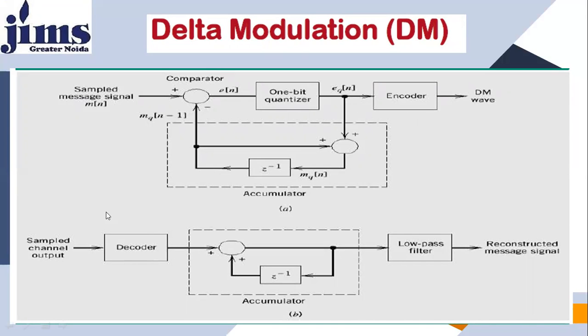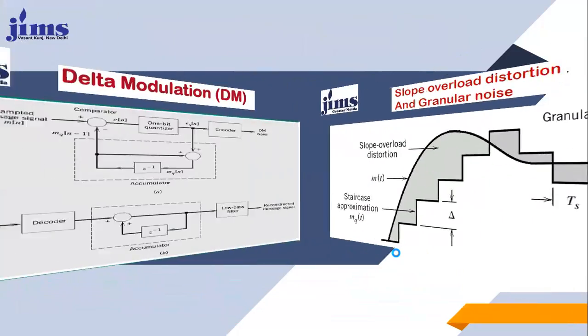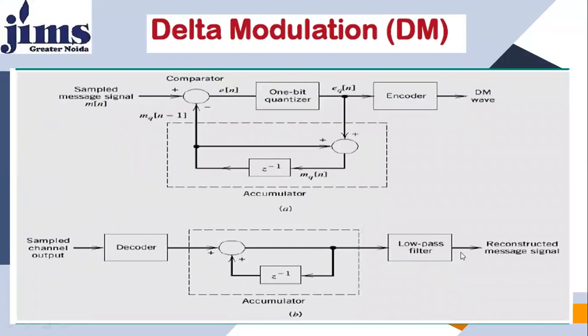And at the receiver, the decoder is very important because the decoder does a reverse operation as compared to the encoder. Here, 0 and 1 bits are converted into real voltage levels. And these voltage levels are smoothened by this low pass filter. The output of the low pass filter is the message signal, which is the input of this delta modulator, sampled message signal. So in this way, the signal is reconstructed.